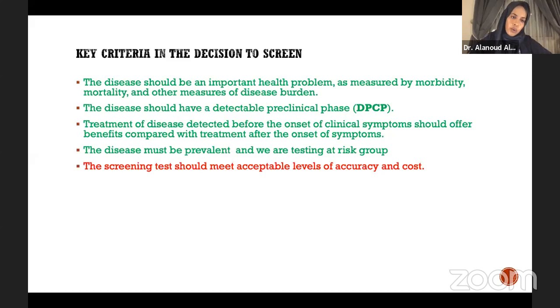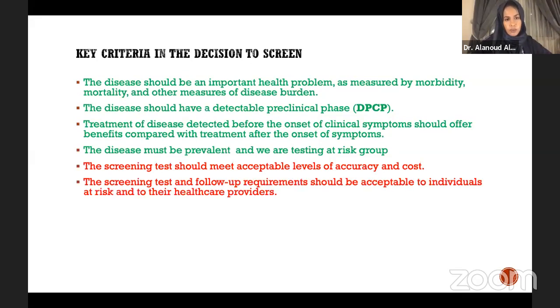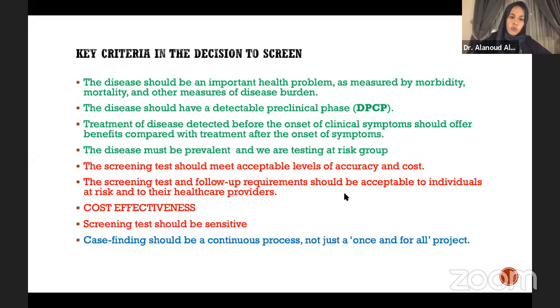Now we'll talk about criteria related to the test itself. The test should meet an acceptable level of accuracy and cost, and I'll talk in detail about this. And then the test should be feasible, practical, and not invasive, because it's difficult to convince people to go for invasive testing when they feel fine, because we screen asymptomatic people. So it should not be invasive, and it should be cost effective for sure. And the most important part, the test should be sensitive, because with a screening test, you need to rule out false negatives. When you do screening, you are trying to rule out the disease, so you need to have a sensitive test.